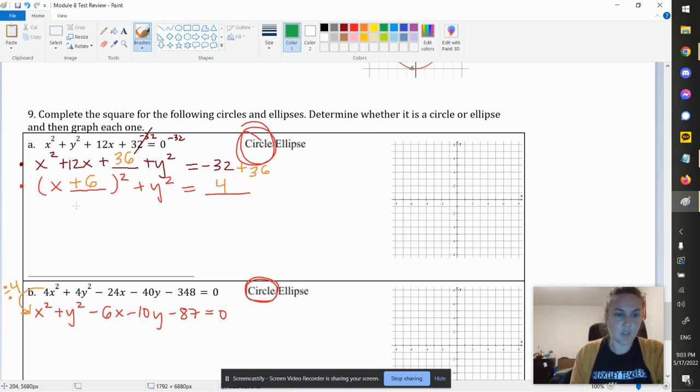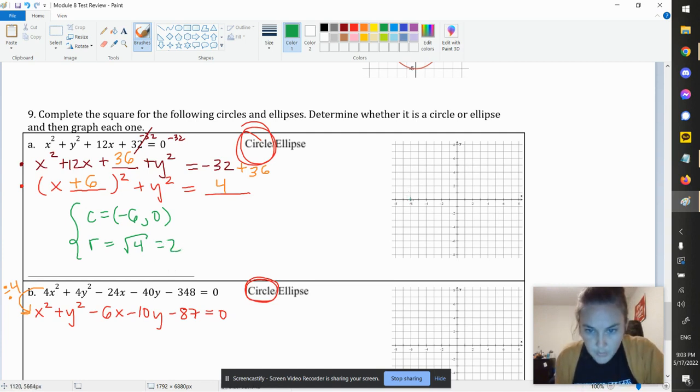Nice. From this equation, I can tell that the center is negative 6 comma 0. And I can tell that the radius is the square root of 4, which is 2. So I'll go down here, put my center at negative 6, 0. I'm going to go 2 to the left, 2 to the right, 2 up, and 2 down. And then very artistically draw a circle.